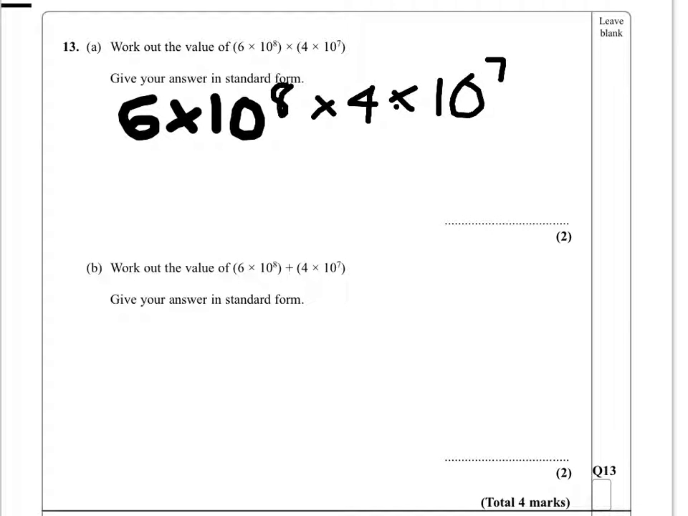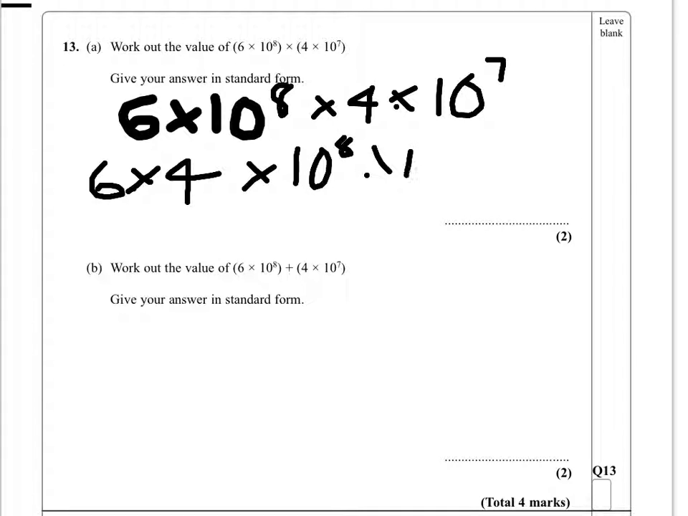So we'll rearrange this so we've got the numbers together. 6 times 4 times 10 to the 8 times 10 to the 7. And now we'll apply 6 4s are 24, and we'll apply the indices law. That means when we multiply two numbers that have the base 10, the powers can be added. So it's 24 times 10 to the 15.